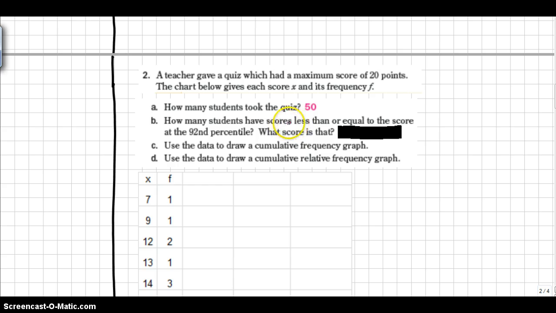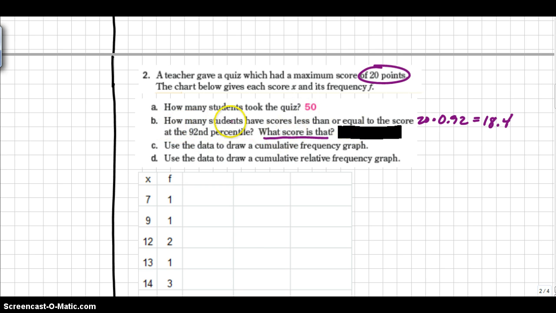How many students score less than or equal to the 92nd percentile? So to figure that out for the score, the maximum score is 20. So you would take 20 times the 0.92, that's the 92nd percentile in decimal form. And when we do that, we get 18.4. And so that is the score that they would get. And how many students, we would need to take the total number from part A.